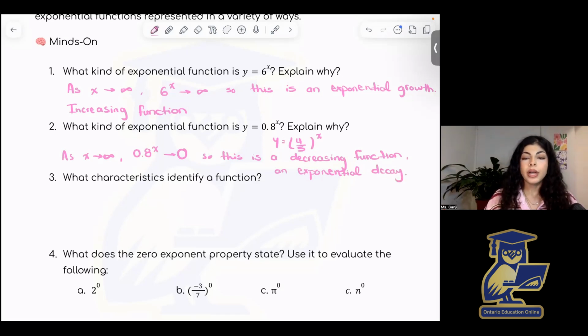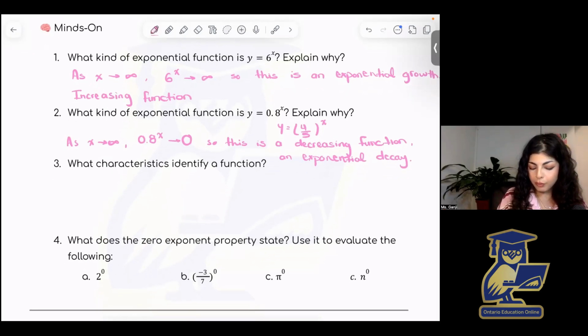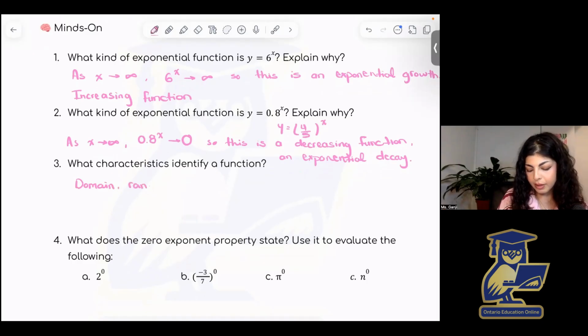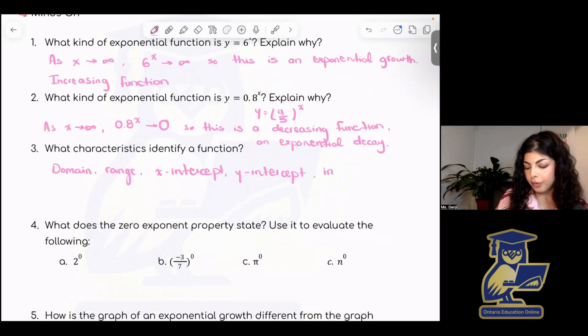Now, our next question, and this isn't just specific to exponential functions, but what characteristics identify a function? Specifically, consider when you're looking at the graph of a function, what are some important things that we want to know from a function? So, of course, we want the domain and range. We want the x-intercept and the y-intercept. Similar to above, we want increasing and decreasing, or slash.